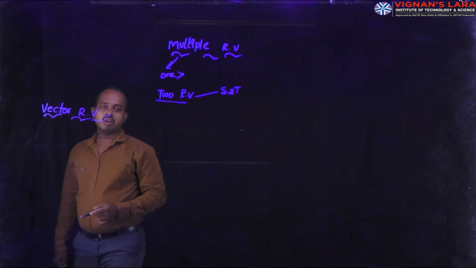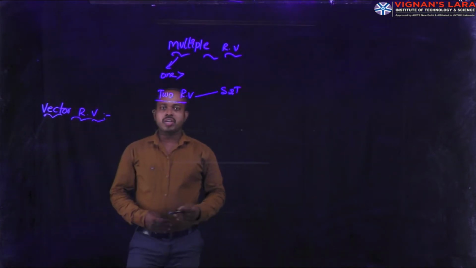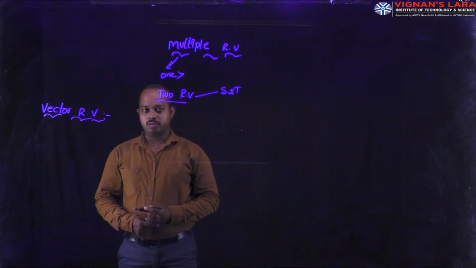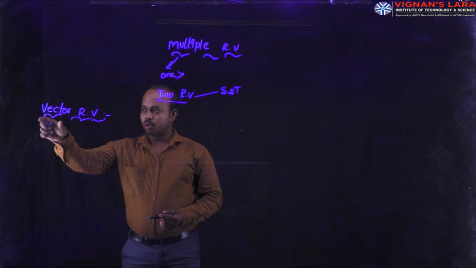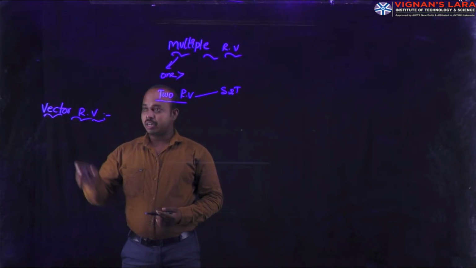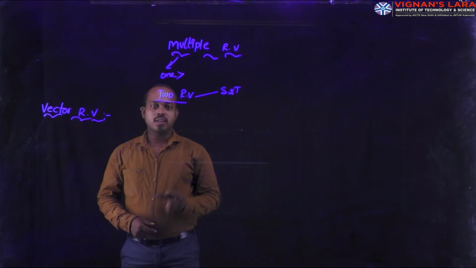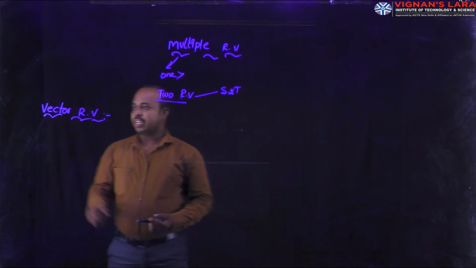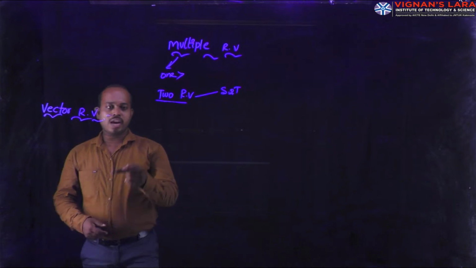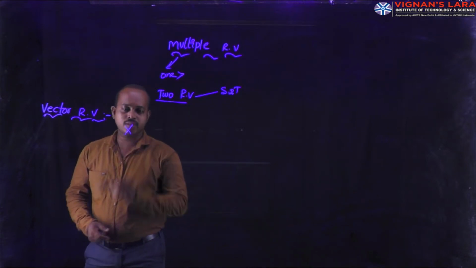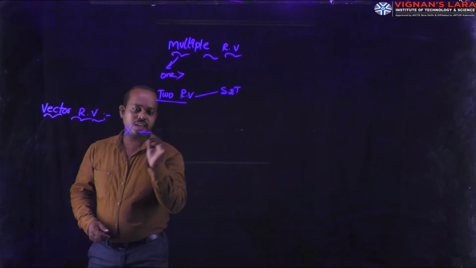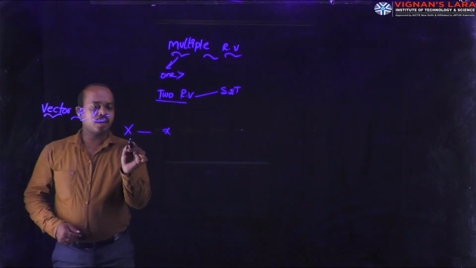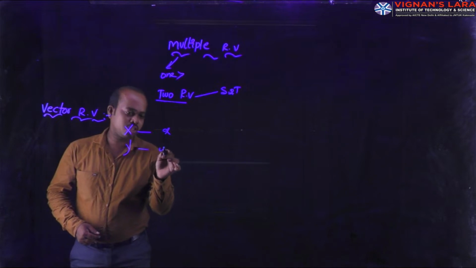What is a vector random variable? We already know the vector definition: a vector has magnitude and direction. But here, can you define what a vector random variable is? For defining this, we can consider the events in these random variables. I consider the random variable X having the event small x. Similarly, the random variable Y has the event small y.